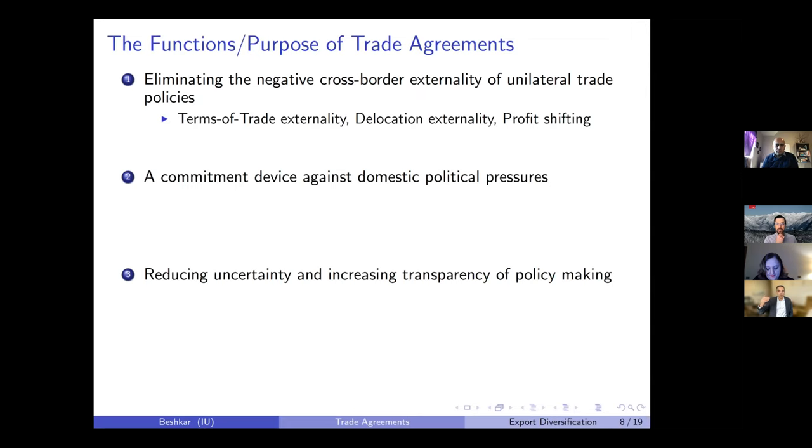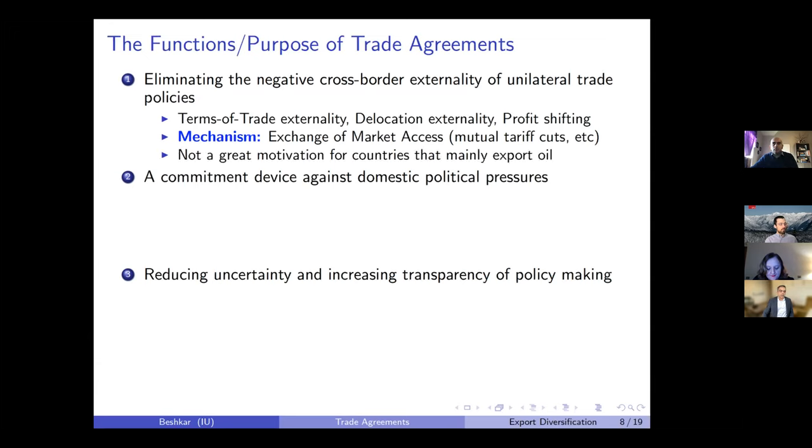So you can benefit from imposing a trade policy, but the cost that you are imposing on the rest of the world is more than the benefit you get. And if they do the same thing, everyone is going to lose. So this is like a prisoner's dilemma type of situation. And the mechanism that trade agreements have is to exchange market access mutually. So that's like mutual tariff cuts. But as I mentioned, there is not a great motivation for countries that mainly export oil because market access is not an issue for them.